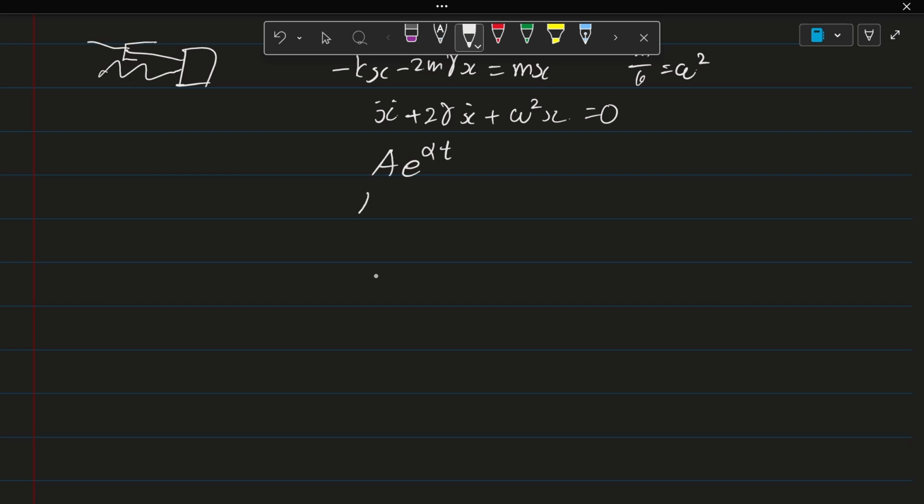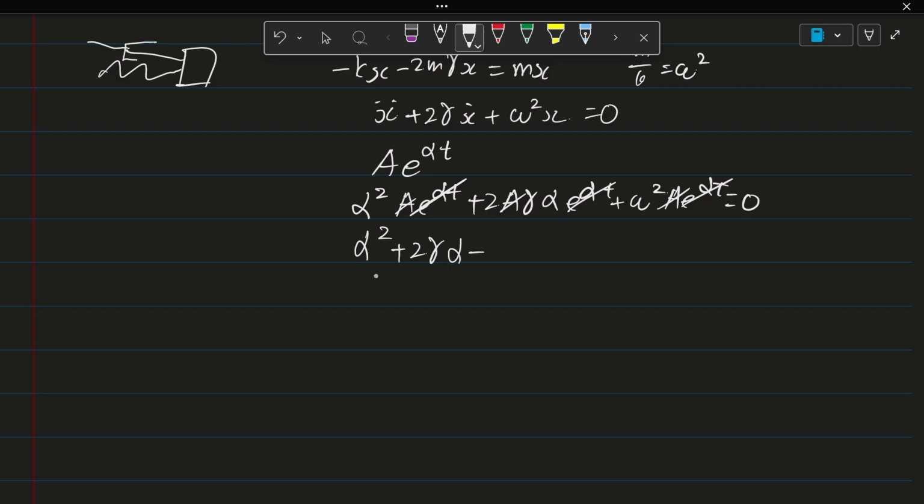And what you would observe is this would become alpha squared a e to the power alpha t plus 2 a gamma alpha e to the power alpha t plus omega squared a e to the power alpha t equals 0. Now to make this special, we don't want a to be equal to 0, so we could just divide everything by a. And also e to the power alpha t is never 0, so we could just divide everything by e to the power alpha t as well. So you would get alpha squared plus 2 gamma alpha plus omega squared is equal to 0.